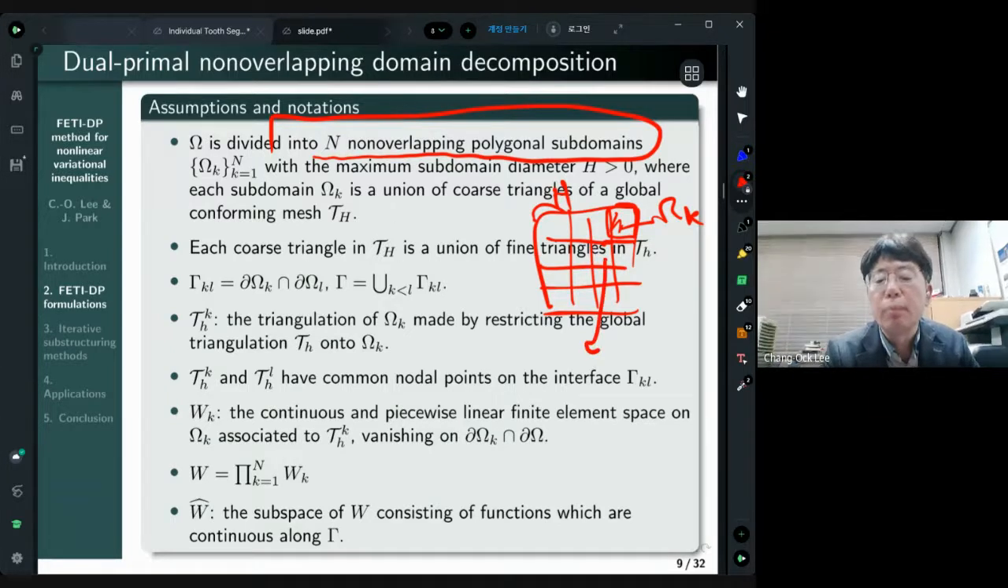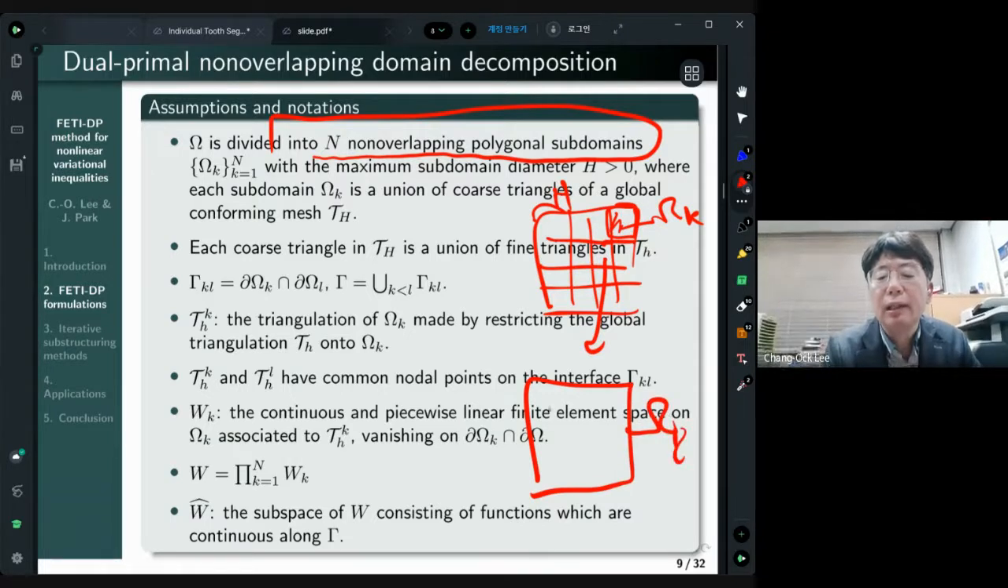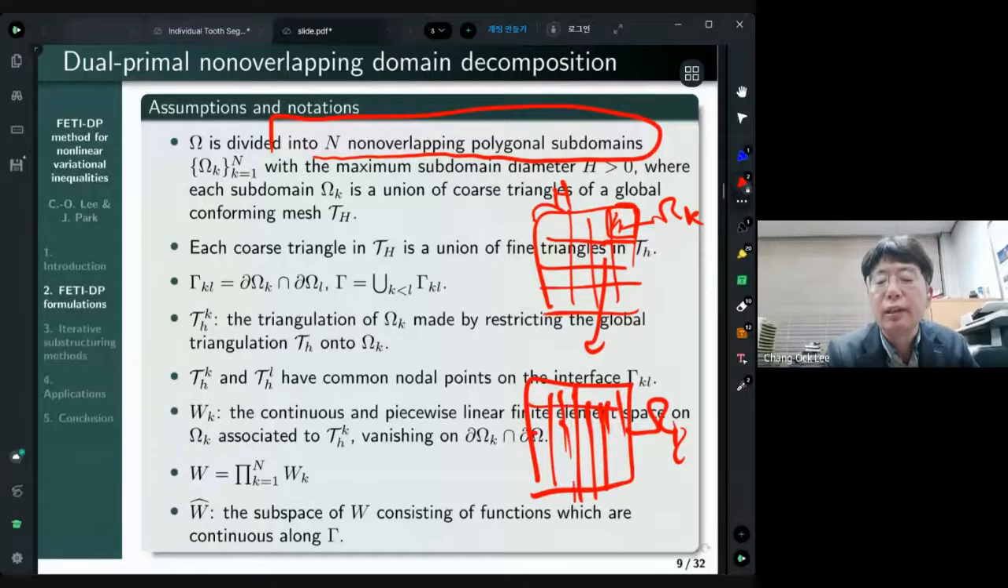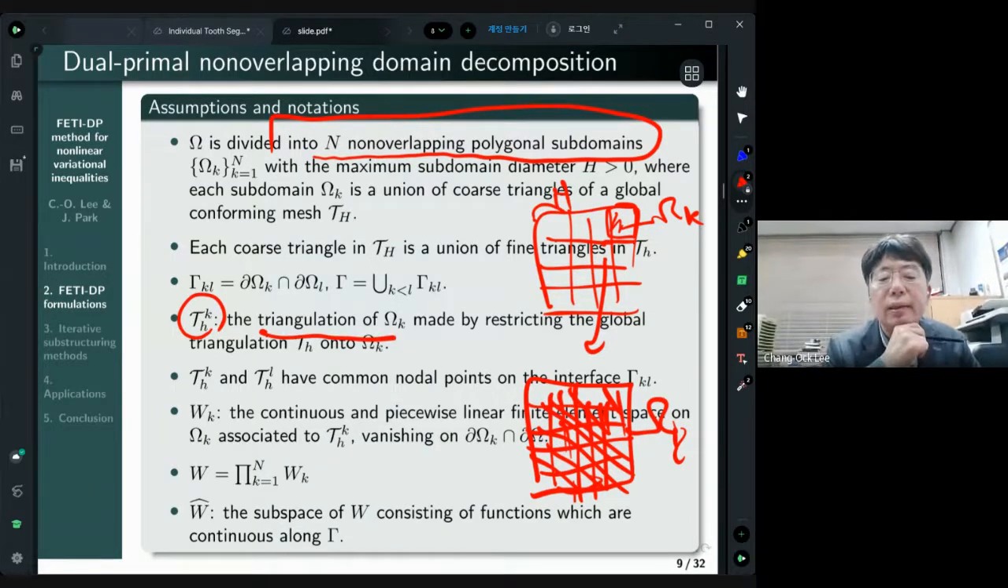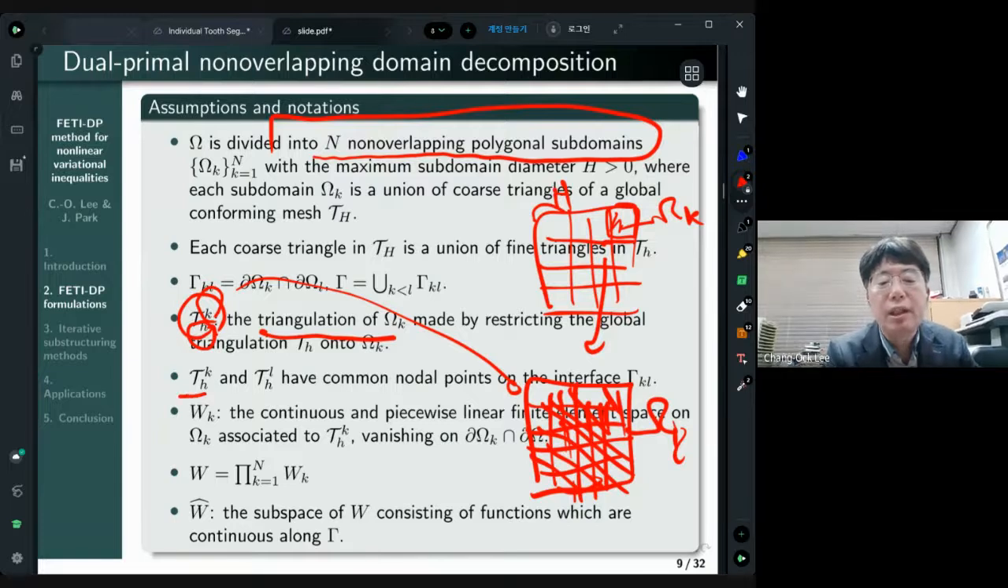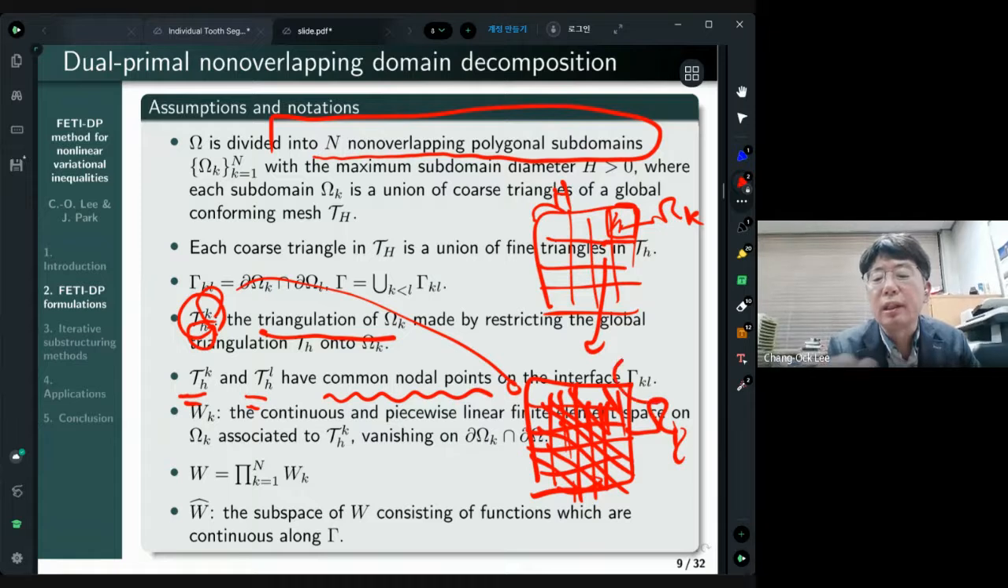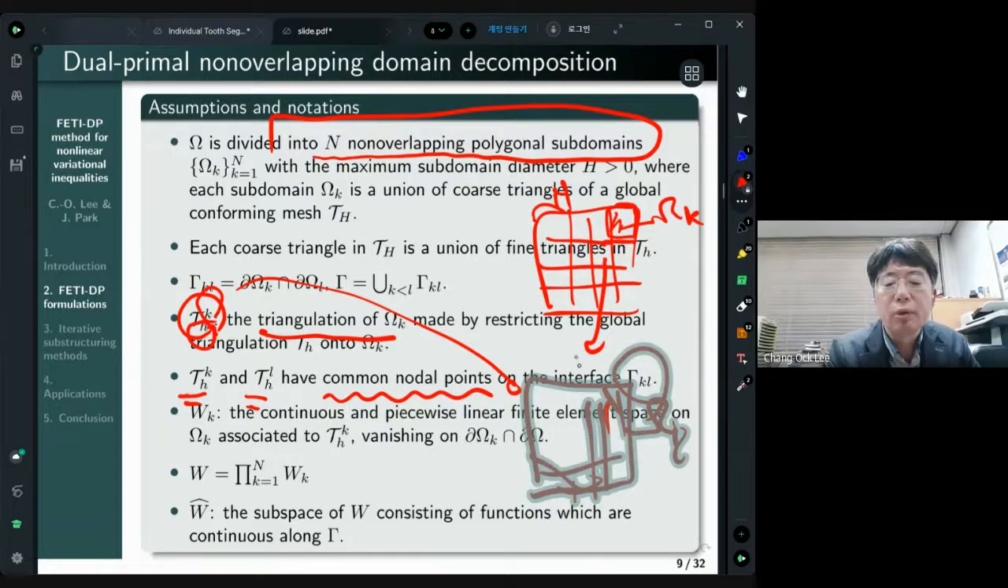And each coarse triangle is a union of fine triangles. So if you magnify this one, say this omega k, then again you have meshes here, and so you have triangulations here. THK is a triangulation of omega k, and so k is the index for the subdomain, and h is the index for the size of the mesh. So if THK and THL have common nodal points, then we have the interface. So the interface is denoted by KL.